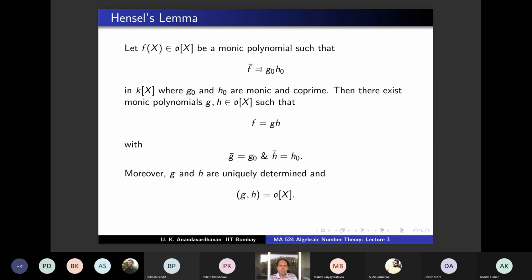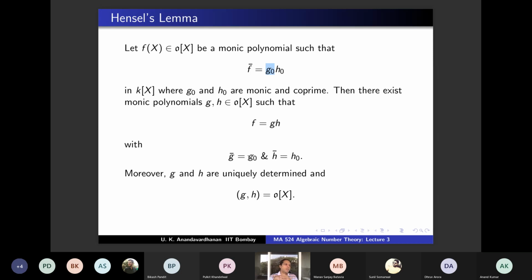If f bar has a simple root, what does that mean? f bar is g naught times h naught, where g naught is a linear polynomial. That's the meaning, no? f bar has a root. If f bar has a root alpha naught, that means this f bar is x minus alpha naught times h naught. And this would say that it can be lifted so that f equals gh, where g bar is g naught. So what will be g bar? g bar will be some x minus alpha, where alpha bar is alpha naught.